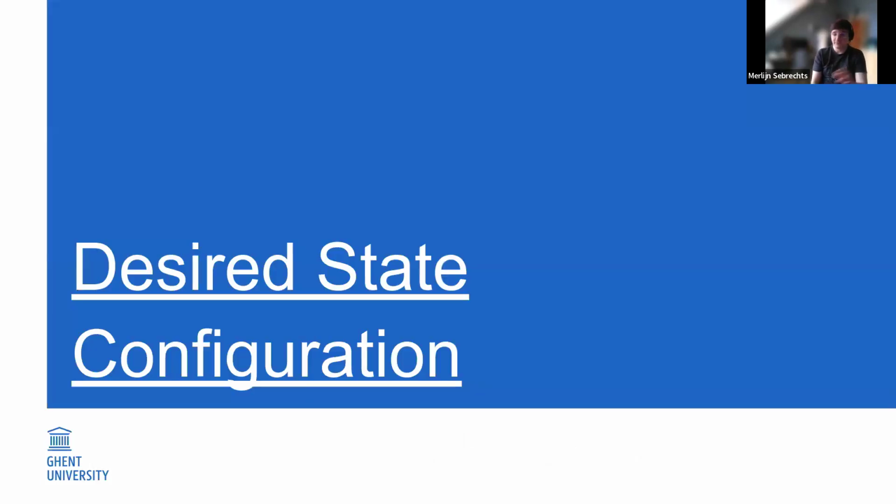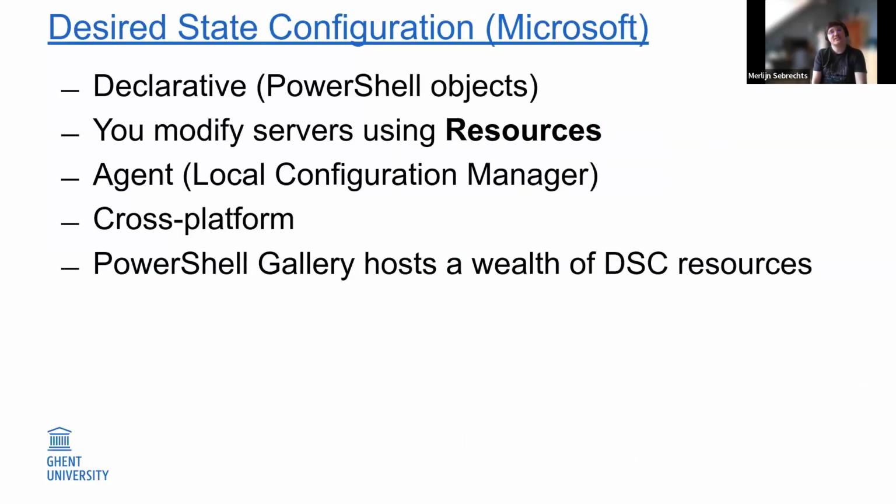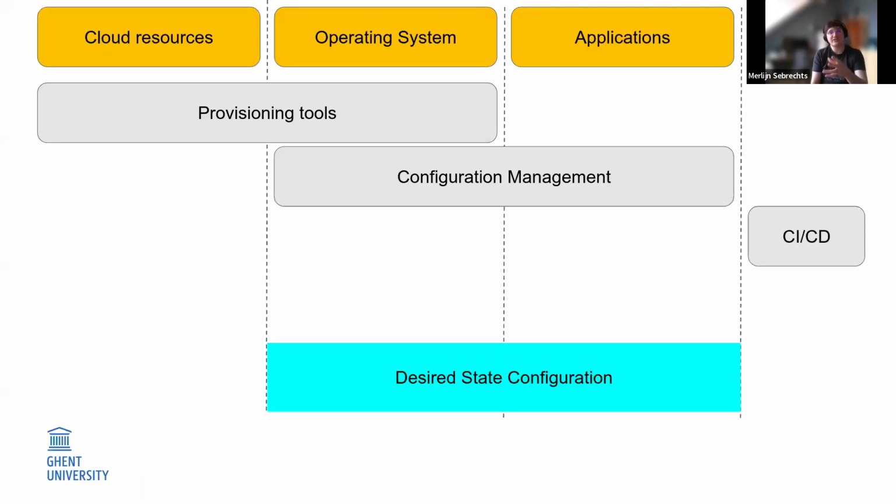Then finally, for people who are interested in Windows, I just wanted to add that Desired State Configuration is a thing. This is Microsoft's offering for an infrastructure as code model. I just wanted to add it here that it exists. You can use it to manage the Windows operating system and use it to manage applications on top of Windows, if that's what you need.